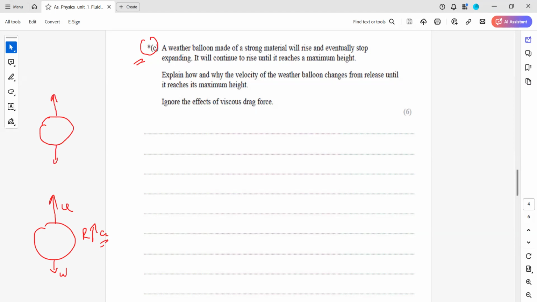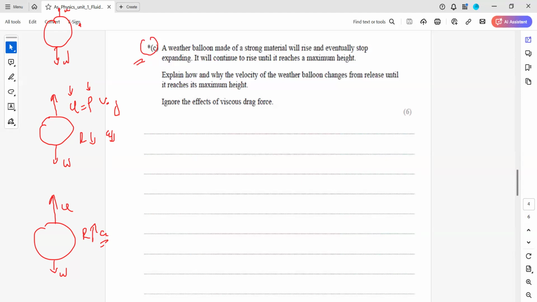Why is the upthrust decreasing? Because the density of the surrounding air is decreasing, and upthrust is density times volume times gravity. The density is decreasing, so the upthrust is also decreasing. When the upthrust decreases, the weight is constant, so the resultant force starts to decrease, so the acceleration will decrease. And eventually the weight is greater than the upward force because the upthrust is decreasing. So it will decelerate and slow down, since the weight is more than the upthrust, and eventually it will stop.